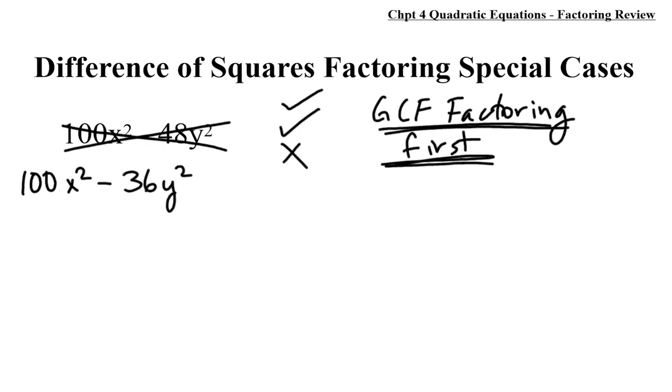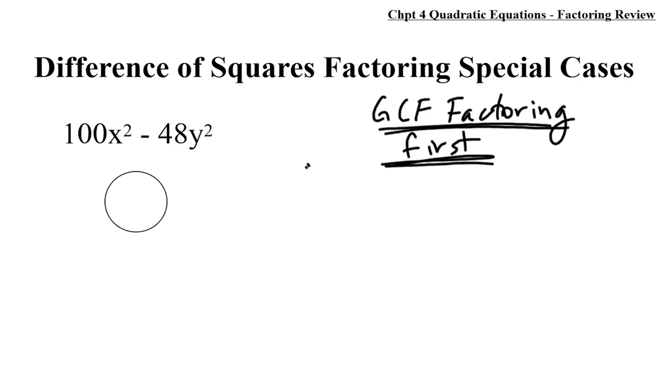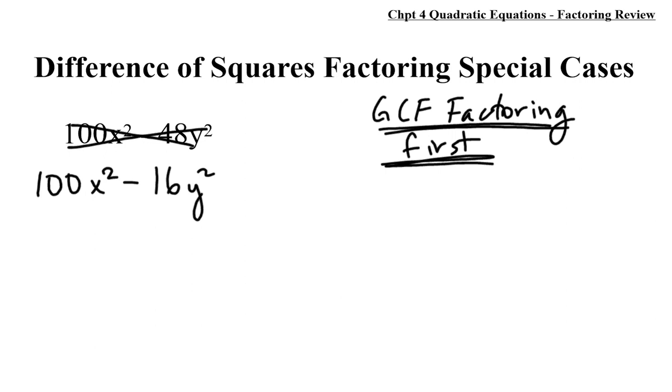Sorry about that, because we still have two terms. Yes, we still have subtraction. Yes, we have square rootable things. Again, yikes. Not a good example. Let's try one more time. 100x squared subtract, oh, off the top of my head, this is hurting now. Oh, I'm all embarrassed. What do I got? Let's go 16y squared.